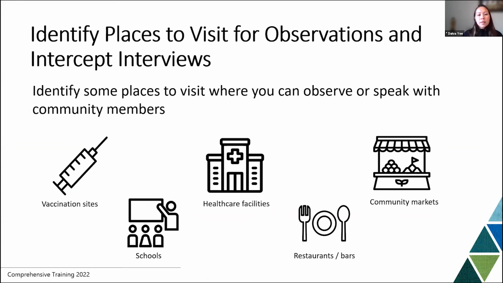And so really thinking about some of those public spaces where you might see a lot of people within your community of focus, places like vaccination sites, or if you're working with youth, maybe schools, healthcare facilities, restaurants, bars, community markets. I can say when we were doing rapid community assessments here in the US, we went to a wide variety of places, all types of different farmers markets, restaurants, bars, just different public spaces where we can start speaking with some of the community members.